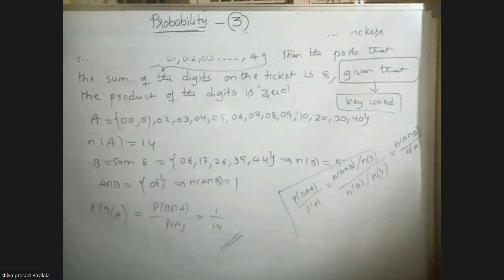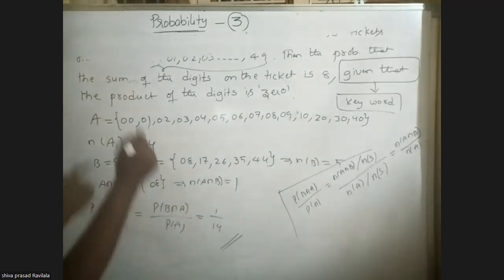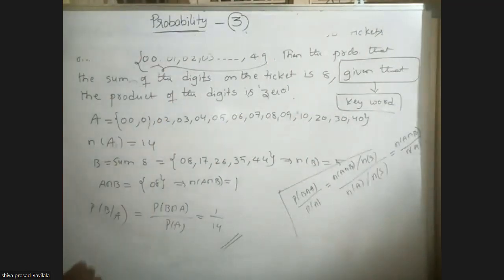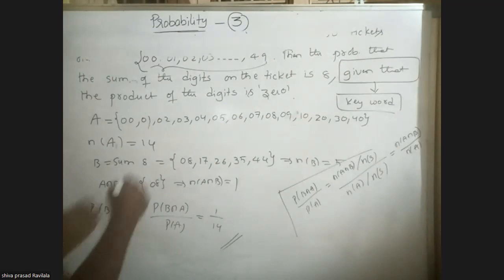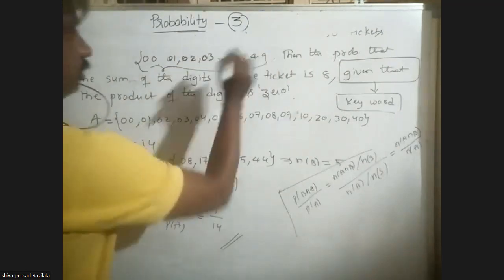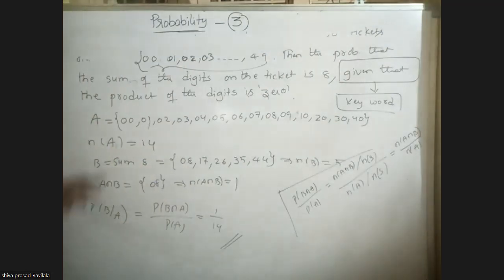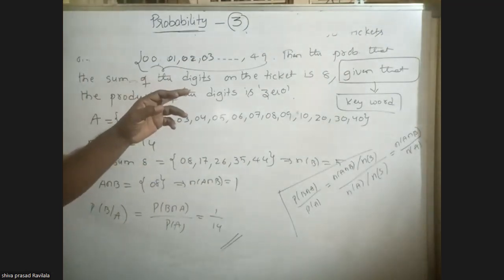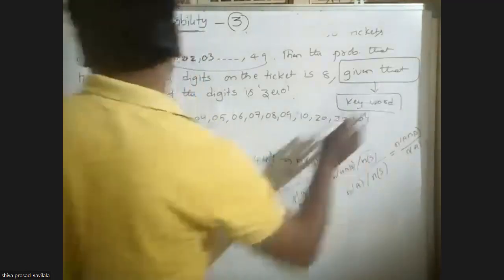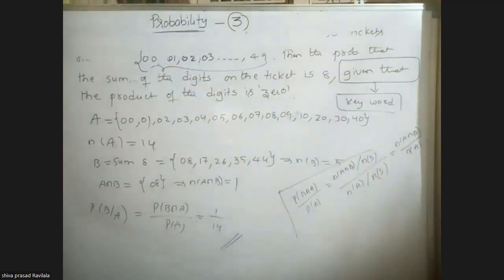Right, there are 50 tickets given. In this, 50 tickets are numbered like this: 00, 01, 02, 03, like this up to 49. Then the probability that the sum of the digits on the ticket is 8, given that the product of the digits is 0.